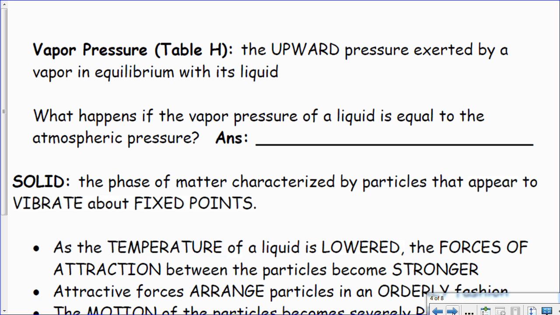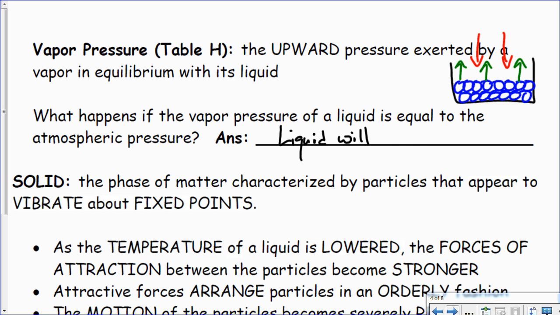Vapor pressure is the upward pressure exerted by a vapor in equilibrium with its liquid. So again, if we draw a picture here and put the liquid particles in the bottom of our beaker, those arrows that I drew are the amount of pressure that these surface particles are exerting on the atmosphere. They're pushing, and the atmosphere itself is pushing back. The only thing that keeps it a liquid is that the atmosphere is winning. When the vapor pressure wins, the material boils. So what happens if the vapor pressure of a liquid is equal to the atmospheric pressure? The liquid will boil, or evaporate, which is really the best term to use.